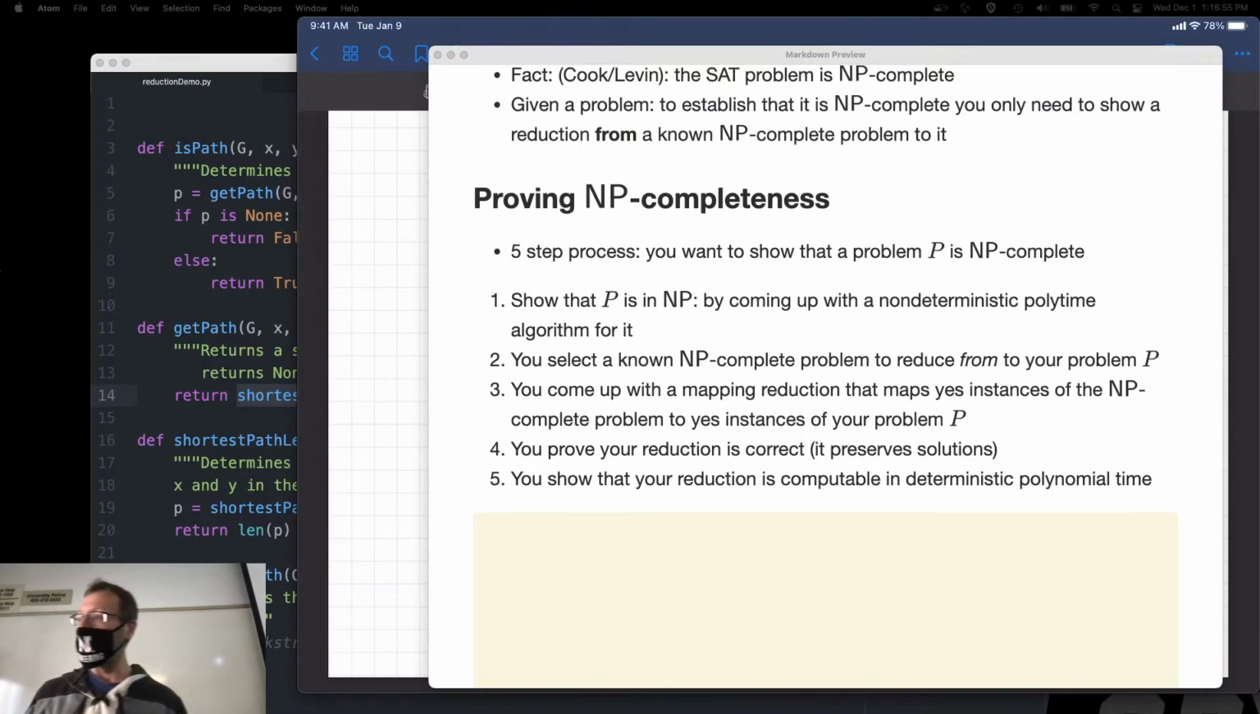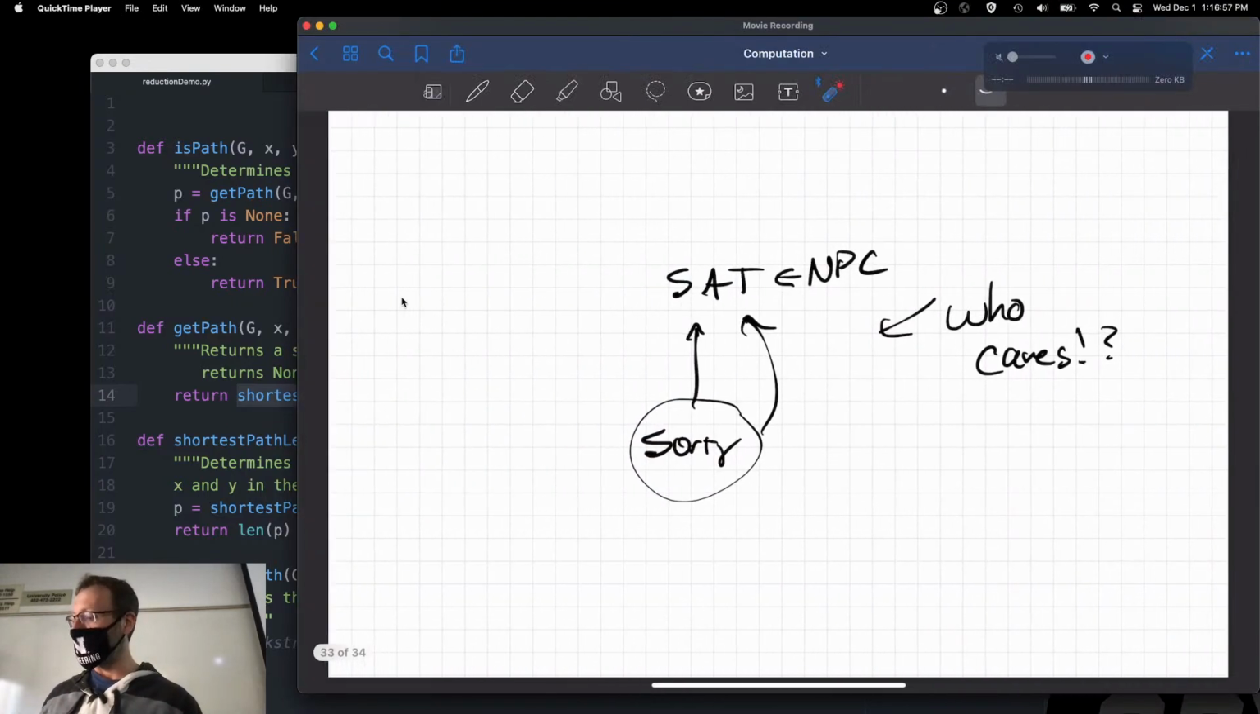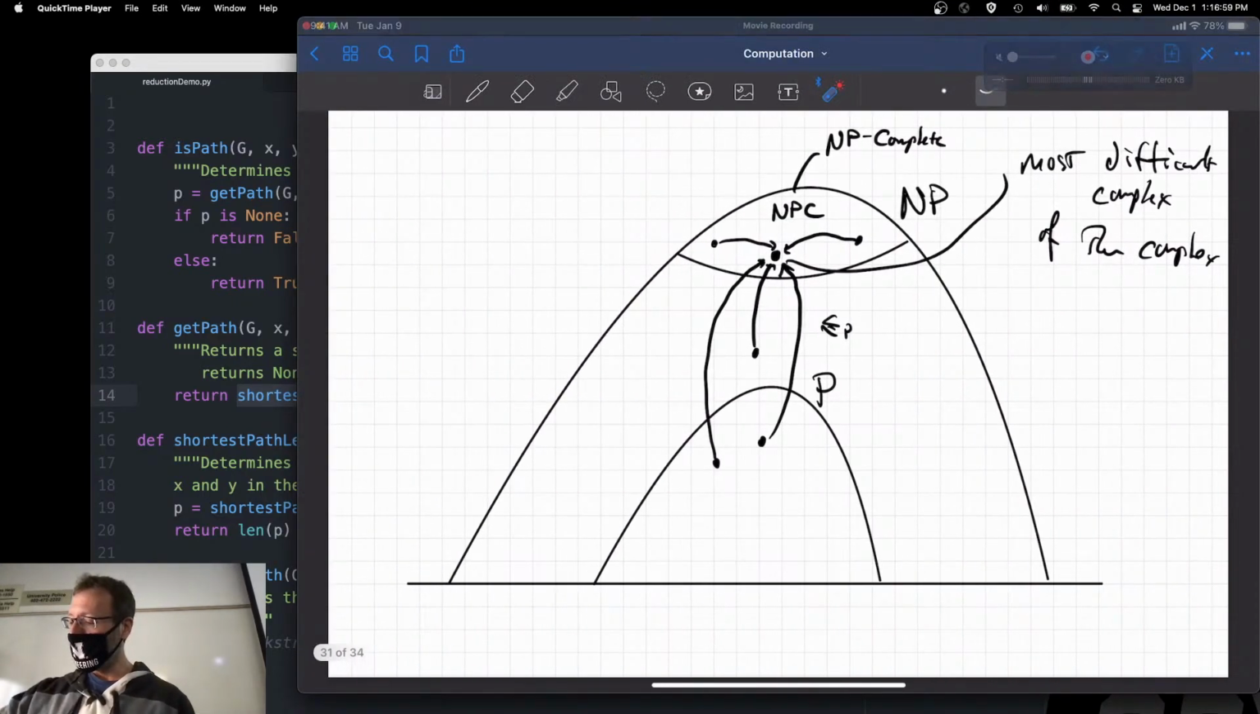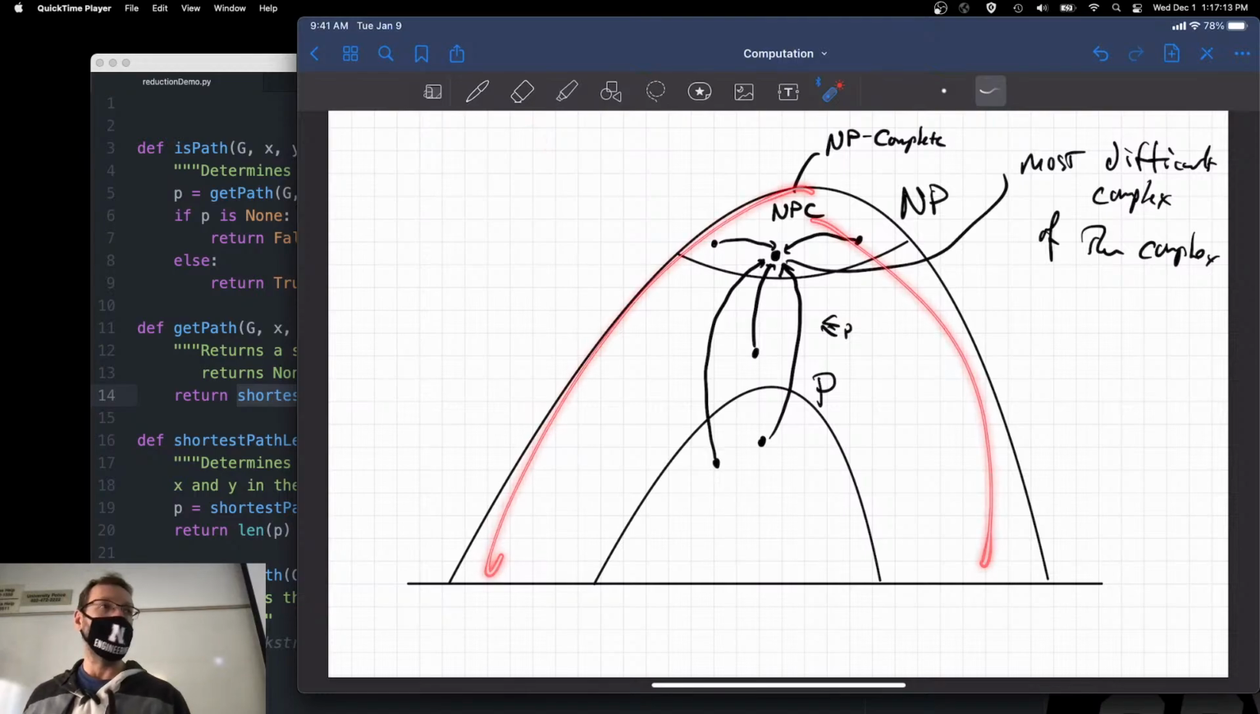because if it's not in NP, if it lies outside this entire complexity domain, right? If it's way up here or something like that, it's not even under consideration, right? If it's a problem that requires exponential time, and there are problems that do require exponential time, then of course it's not known to be in NP to begin with.